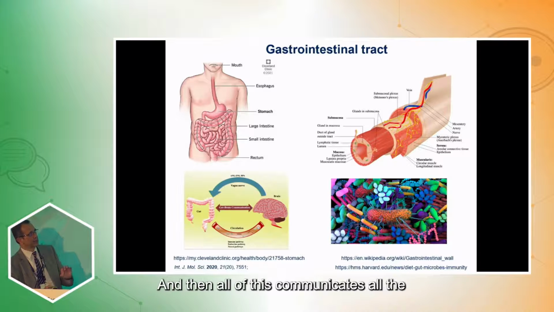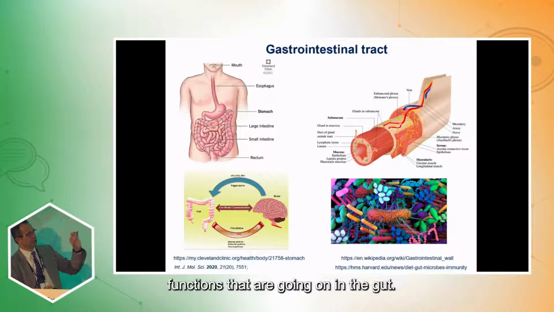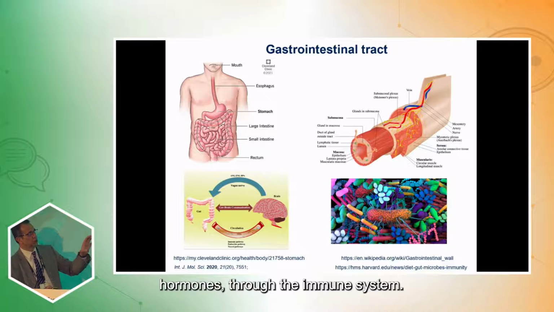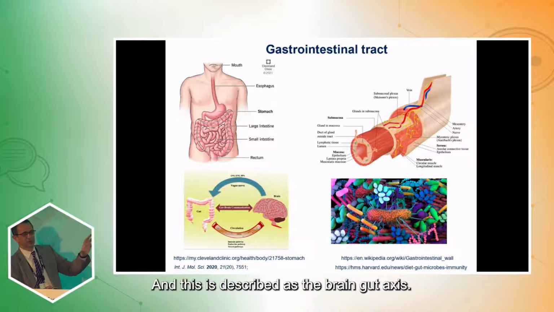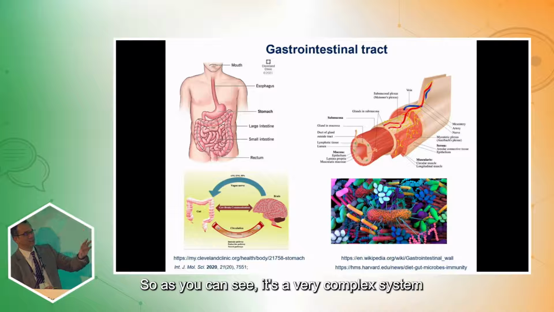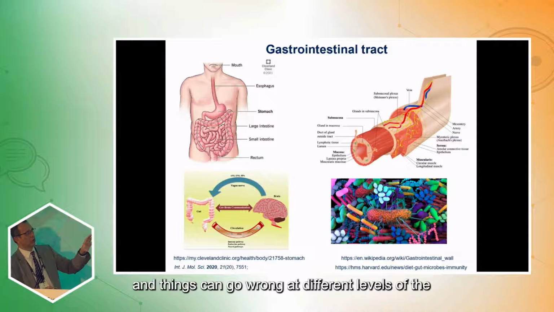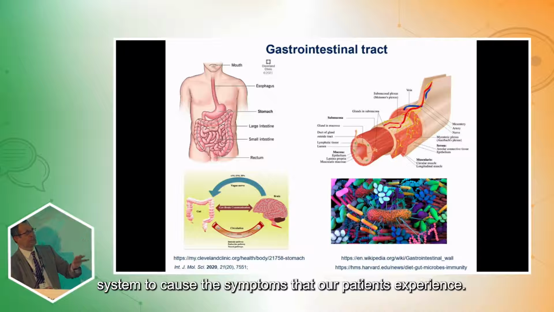All the functions that are going on in the gut are communicating with the brain through the nervous system, through the hormones, through the immune system. Everything that goes on in the gut is reported to the brain, and then the brain sends modulatory signals back to the gut, and this is described as the brain-gut axis. So as you can see, it's a very complex system, and things can go wrong at different levels of the system to cause the symptoms that our patients experience.